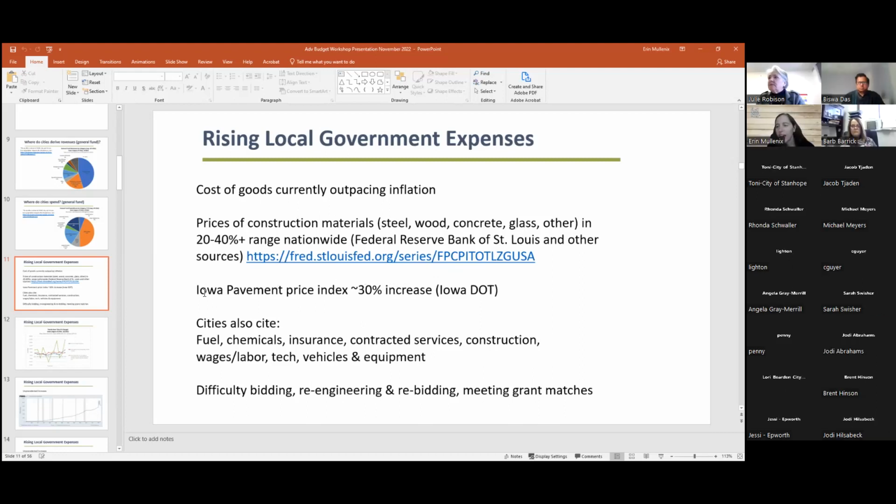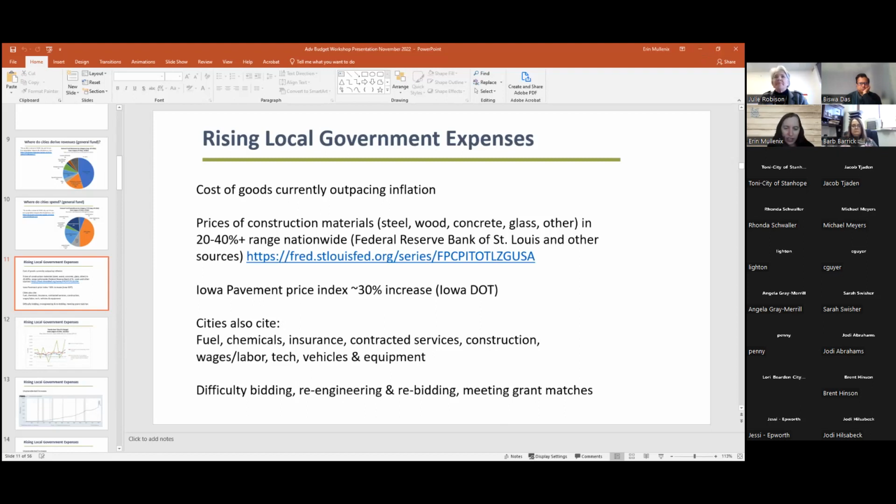I like to include that because it gives an Iowa specific example as we're talking about some of these other numbers that are a national source. And just in our conversations with you all, there are a lot of things that cities cite as rising expenses. And so I just thought I'd include that in today's discussion as well.